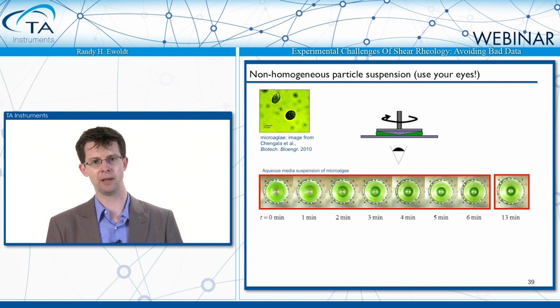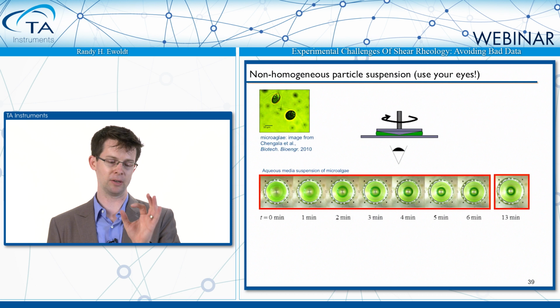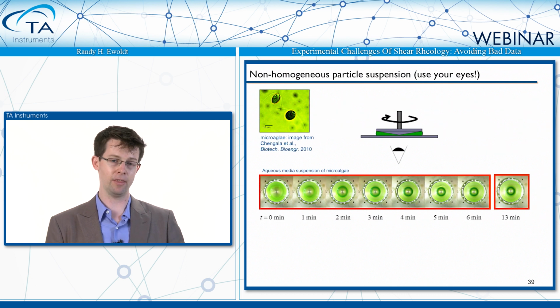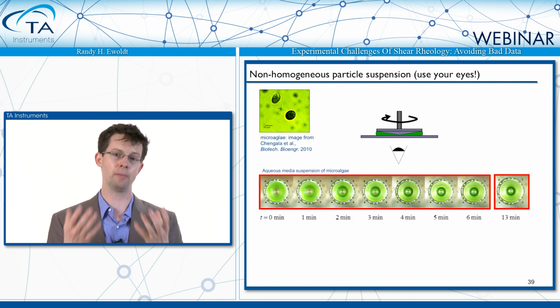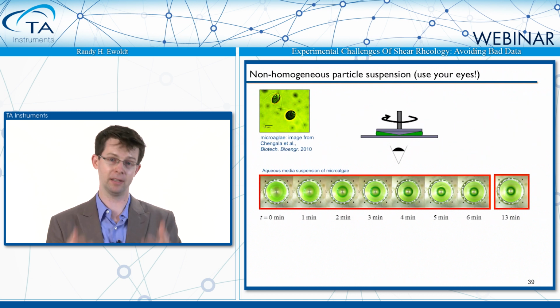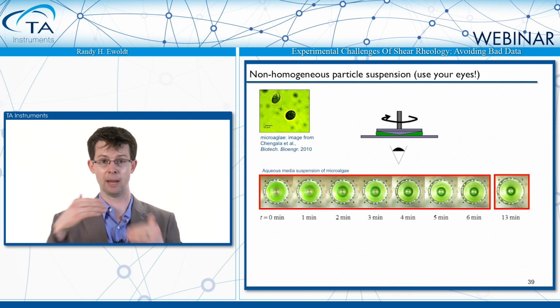These are water-based suspensions with little microalgae, unicellular organisms swimming around or fixated and not swimming around inside of that liquid. So these are about 10 microns in size. They are slightly negatively buoyant, so they tend to settle out just a little bit. And if you even think about that, you might already know what's coming: if things are settling out, you can have problems with sample migration.